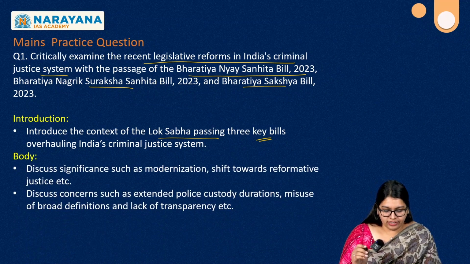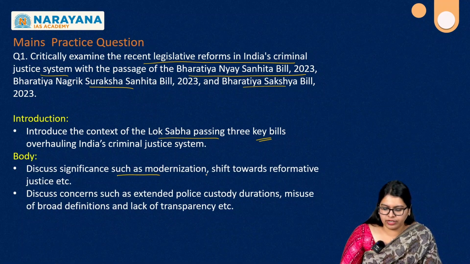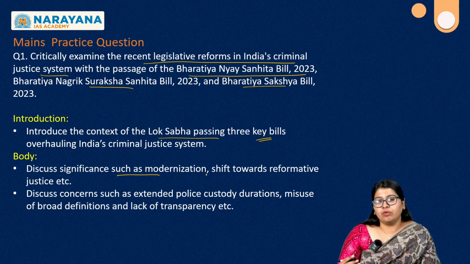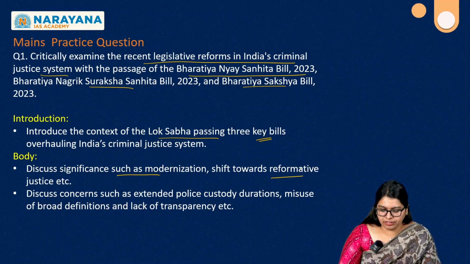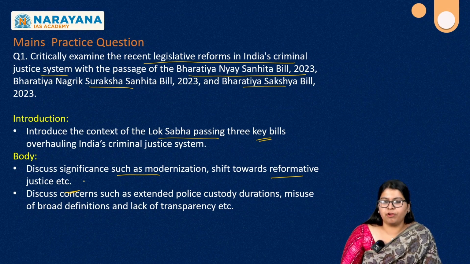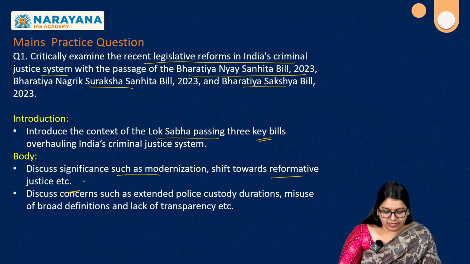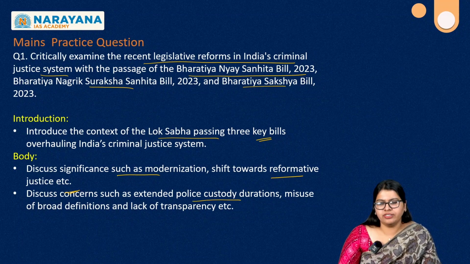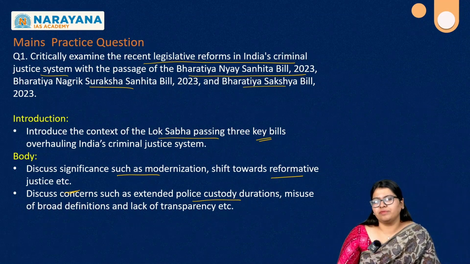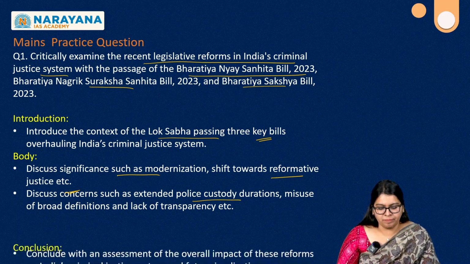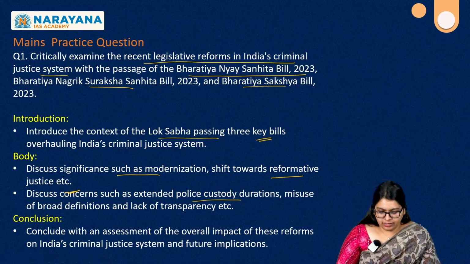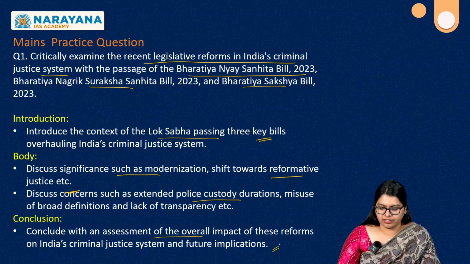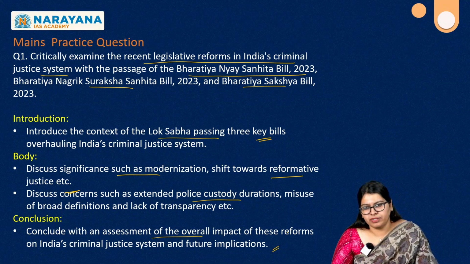And in the body, discuss the significance of such modernization. What is the requirement to shift towards reformative justice from punitive justice? Then discuss the concerns such as extensive police custody durations and the bills lacking transparency of the legislative process, etc. And finally, conclude the answer with an overall assessment of the overall impact of these reforms on India's criminal justice system and its future implications.